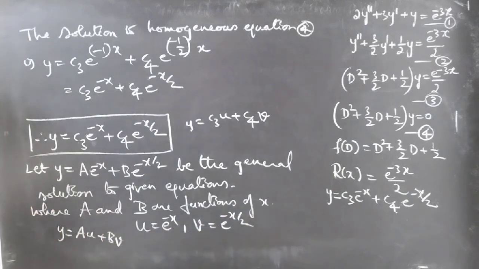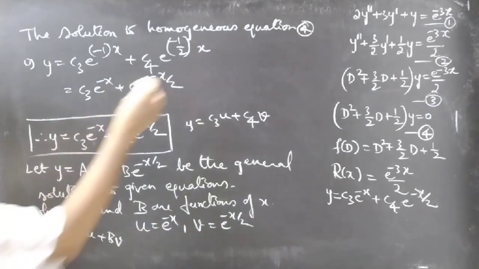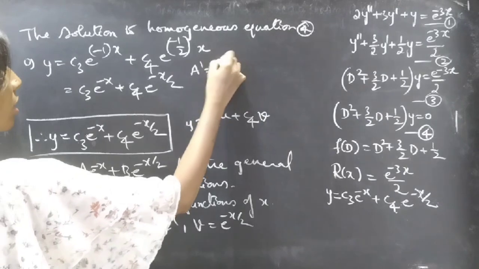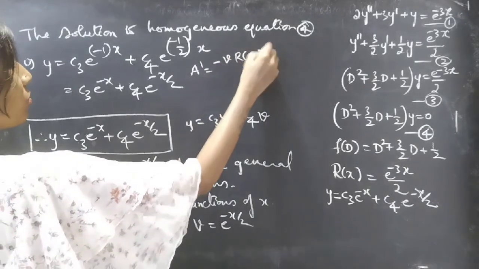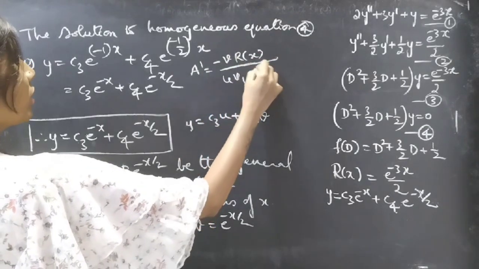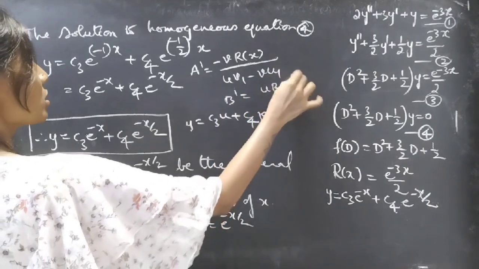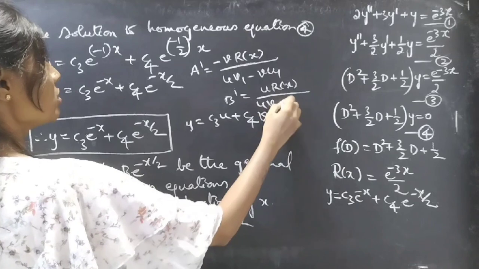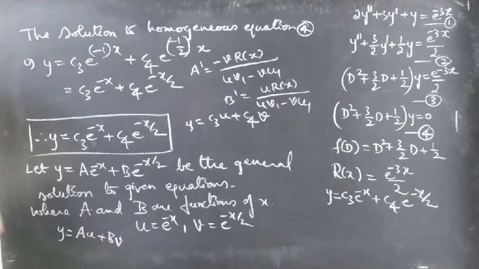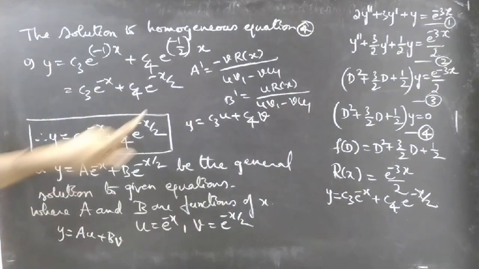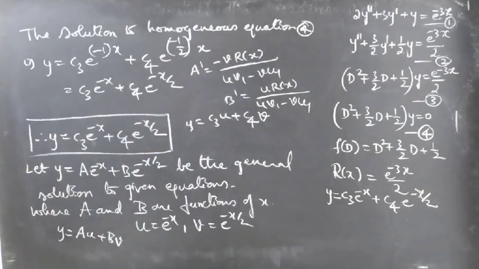So here we'll find a and b using a dash and b dash. A dash is given by minus v into r of x by u v1 minus v u1, and b dash is given by u into r of x by u v1 minus v u1. If you notice, we are having u v1 minus v u1 in both the formulae. So we'll begin with u v1 minus v u1 and later we'll find a dash, a, b dash, b, and finally we'll put a and b in this to find the general solution to the given problem.